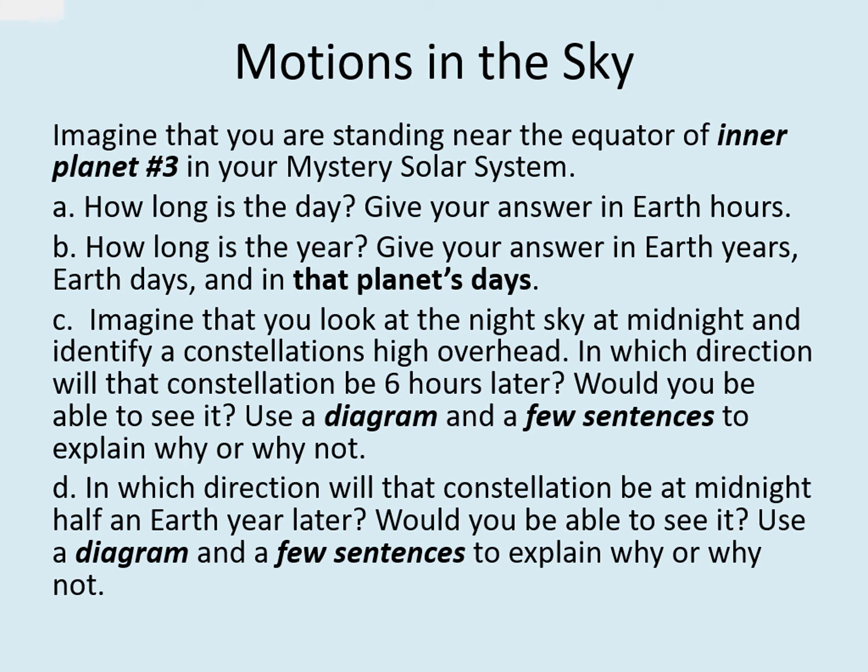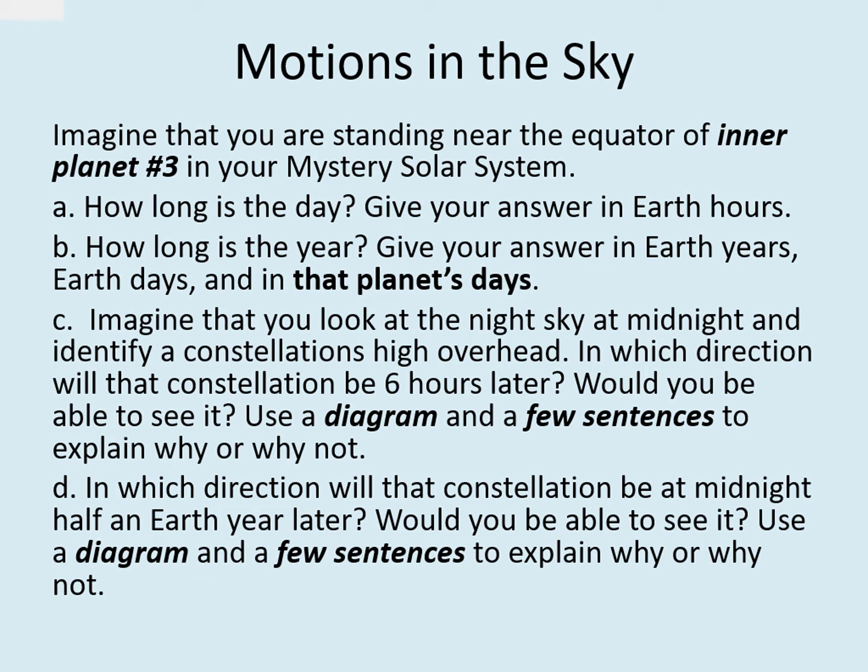Here is the mystery solar system question, dealing with how the motion of a planet affects how things appear to move in that planet's sky. We'll be looking at applying both the spin and orbit of the planet to see how these affect the view. There are 4 parts to this question.